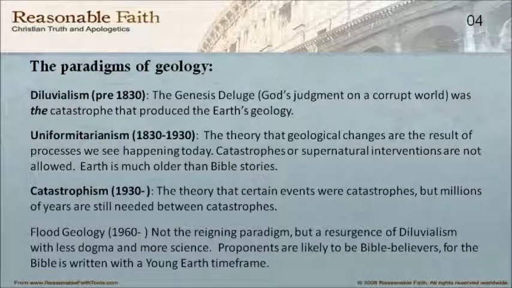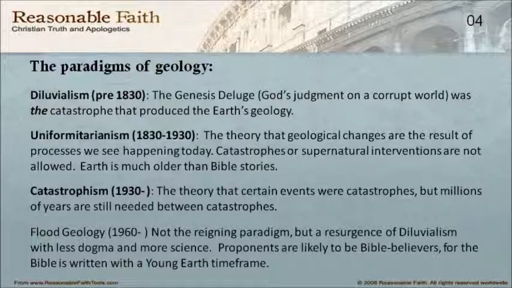Next slide. The paradigms of geology. Diluvialism was the paradigm before 1830, and it was Charles Lyell who changed it. Also called scriptural geology, the view that almost all changes recorded in the Earth's crustal rocks resulted from the deluge, the Genesis global flood catastrophe in which God judged an evil world and rescued Noah and the animals with him in the ark.